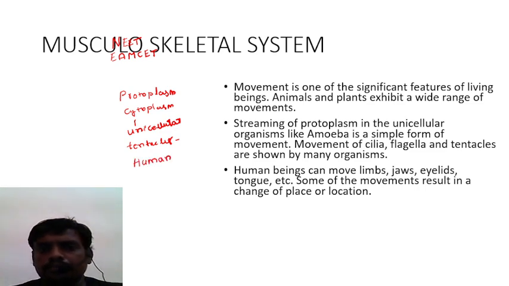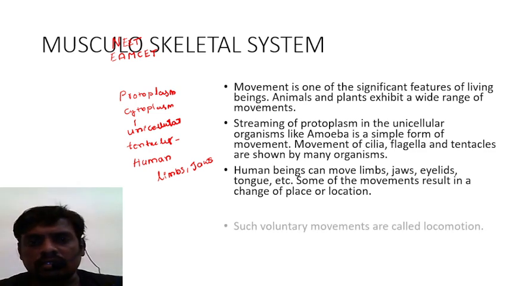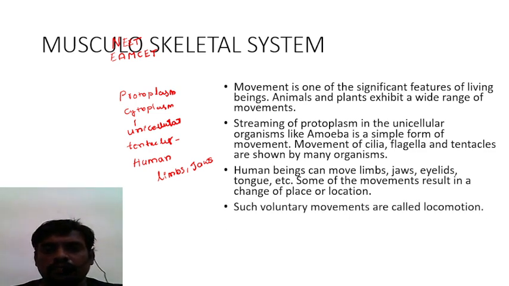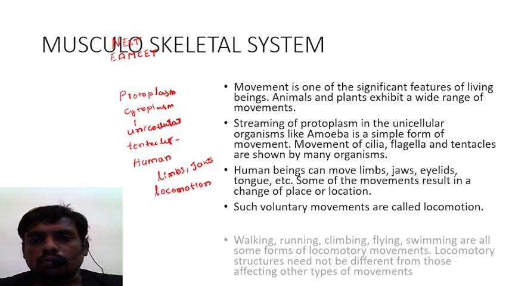Now, a human being contains various types of structures like limbs, upper limbs and lower limbs, jaws, eyelids, tongue. These are various structures that are present in us. Such voluntary movements by the above organs are known as locomotion. Voluntary movements under the conscious control of the brain are called locomotion.